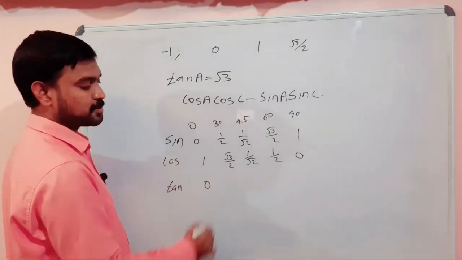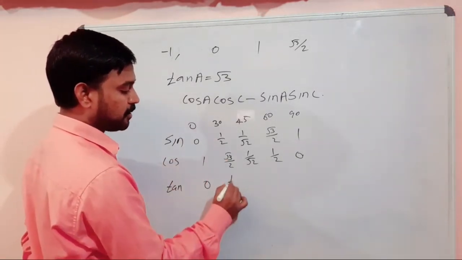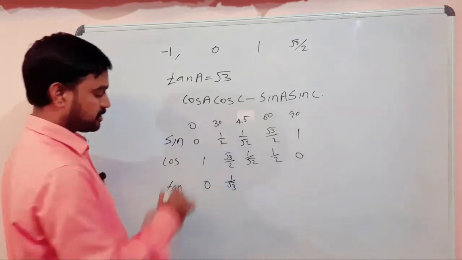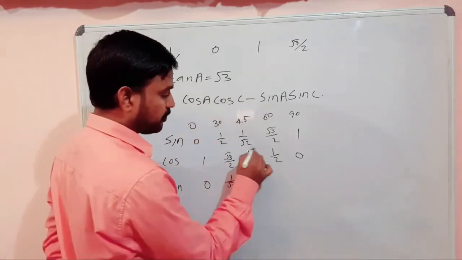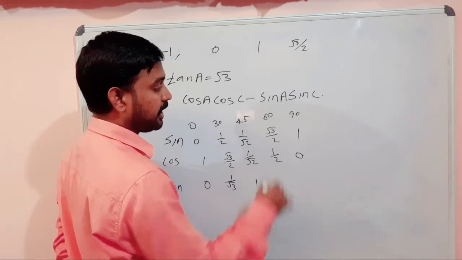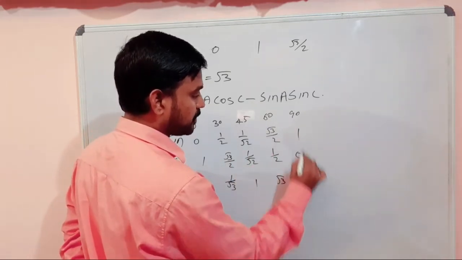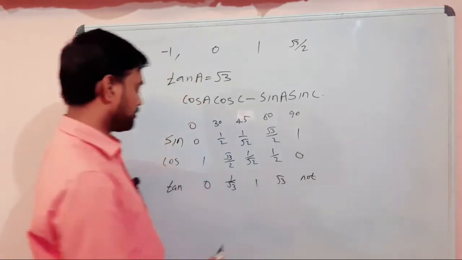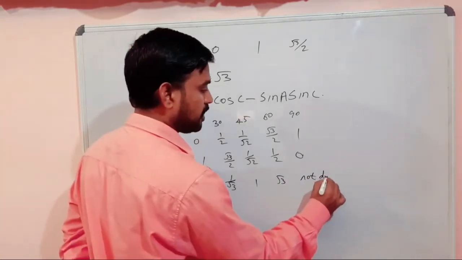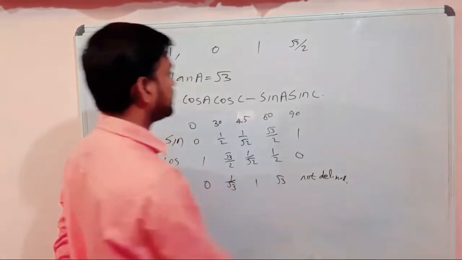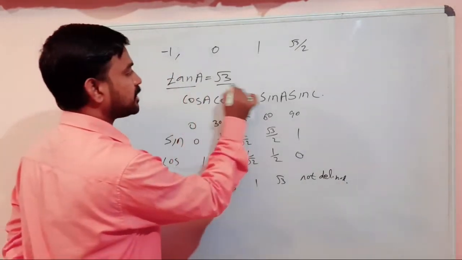Then the tan values we studied: tan 0 is equal to 0. Just divide these two. Dividing, 2 cancels 2, and we get 1 by root 3, which is the tan 30. And tan 45, dividing the same numbers, we get 1. And tan 60 is equal to root 3. And tan 90 is not defined because 1 by 0 we don't know the value. Not defined. So my dear students, in our question it is given that tan A is equal to root 3.